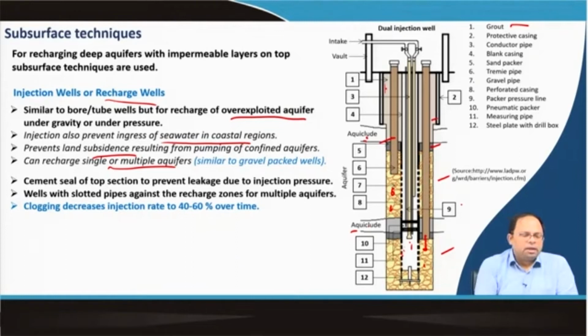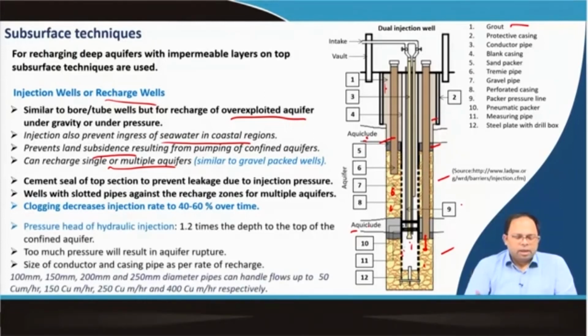And similarly, wells with slotted pipes against the recharge zone for multiple aquifers, same as a deep tube well. That means we have slots open at different levels through which we want water to recharge each aquifer. And clogging decreases the injection rate to 40 to 60% over time. So we also have to adjust the pumping rates and the pressure in that particular recharge structure, because eventually the pores would be clogged.